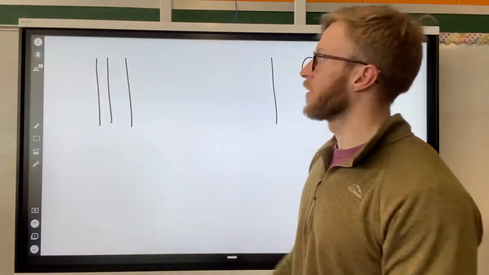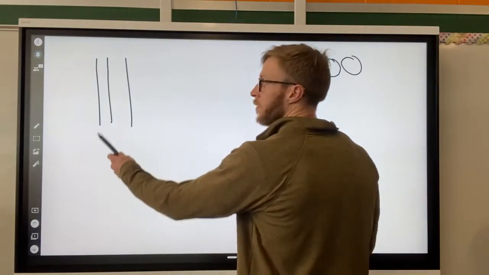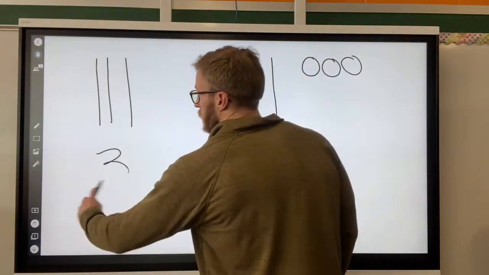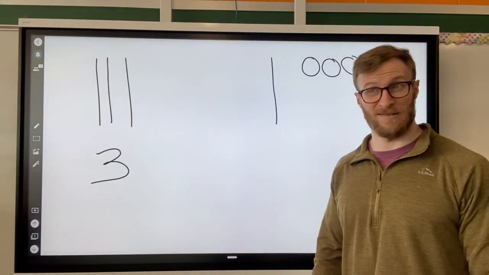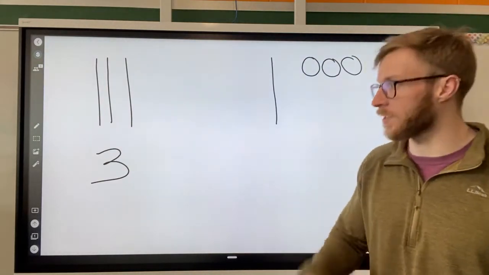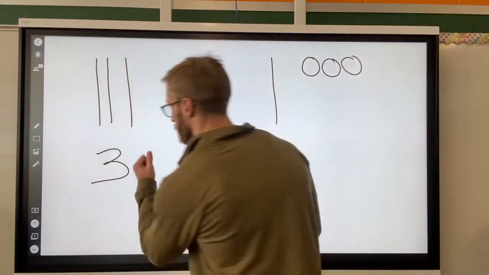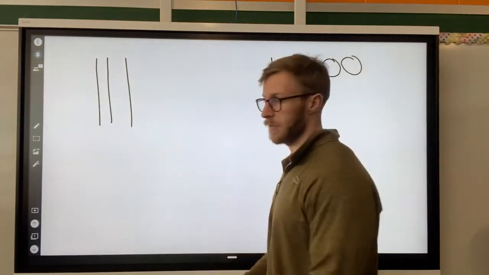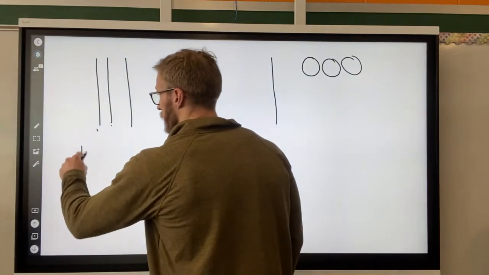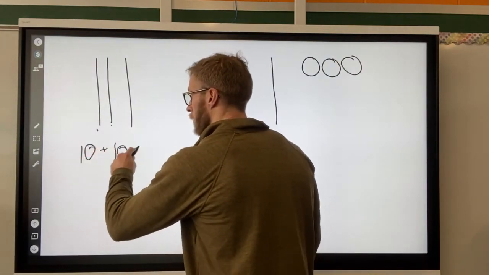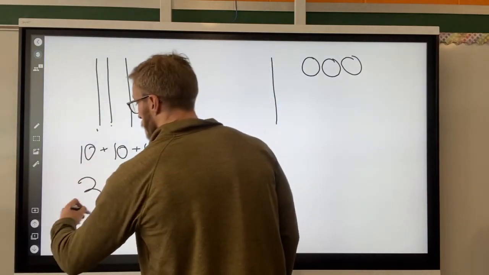Here we go. Let's figure out what this number is. We have how many tens? 1, 2, 3. Okay, so is this number 3? That one's 3? Is it? Nope. It's not 3 because those aren't 3 ones. These are ones. Those are 3 tens. So we need to count by tens. Ready? 10, 20, 30. It's like 10 plus 10 plus 10. So 10, 20, 30.